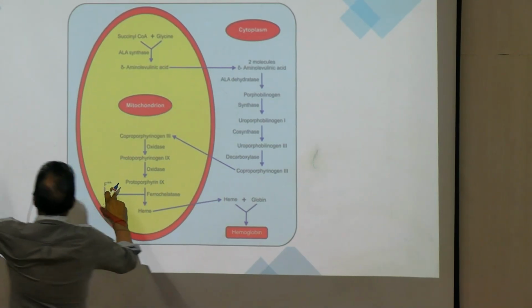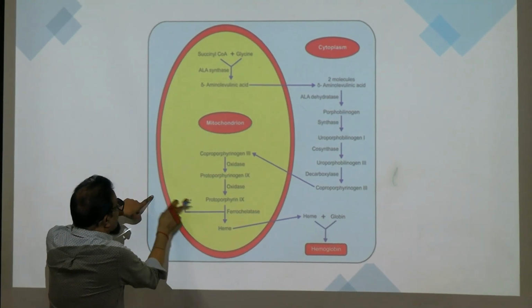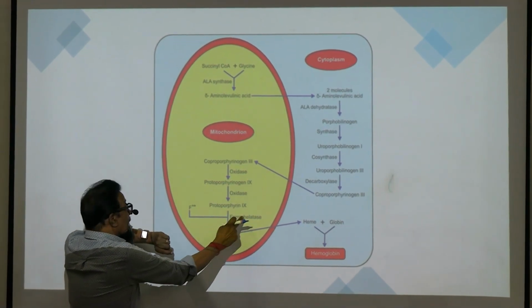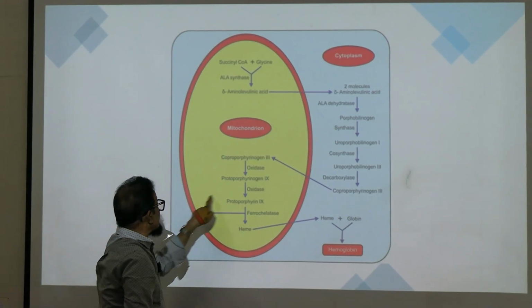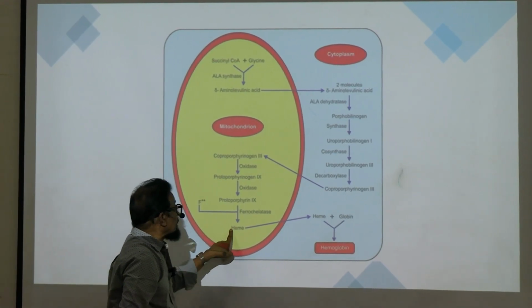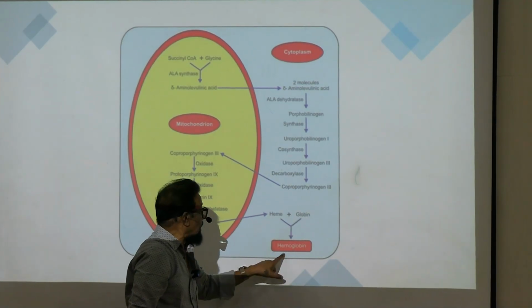This iron is carried by ferritin. From ferritin iron is freed. This iron enters here and forms this, and this combined together forms heme. Now this heme comes out and here it combines with globin and forms hemoglobin.